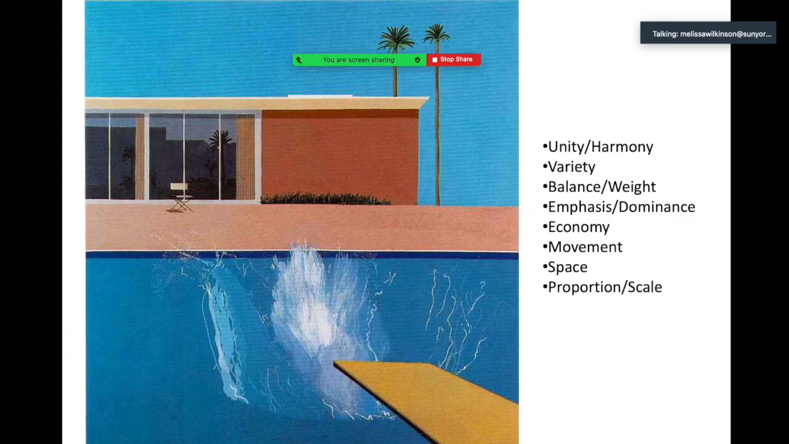So, as a picture, we want to have all of these things: unity and harmony, variety, balance and weight. One of these things is not like the other. See the splash, right? Unlike everything else, so we have focal point. We use economy. Notice how simple things are that aren't important. We have movement, and movement can be created with just perspective if you want, or just shapes. We have space, created also with perspective, and then we have proportion and scale. This is an enormous shape, but the building is far bigger, right? So we play with scale as a means to put us in a scene.